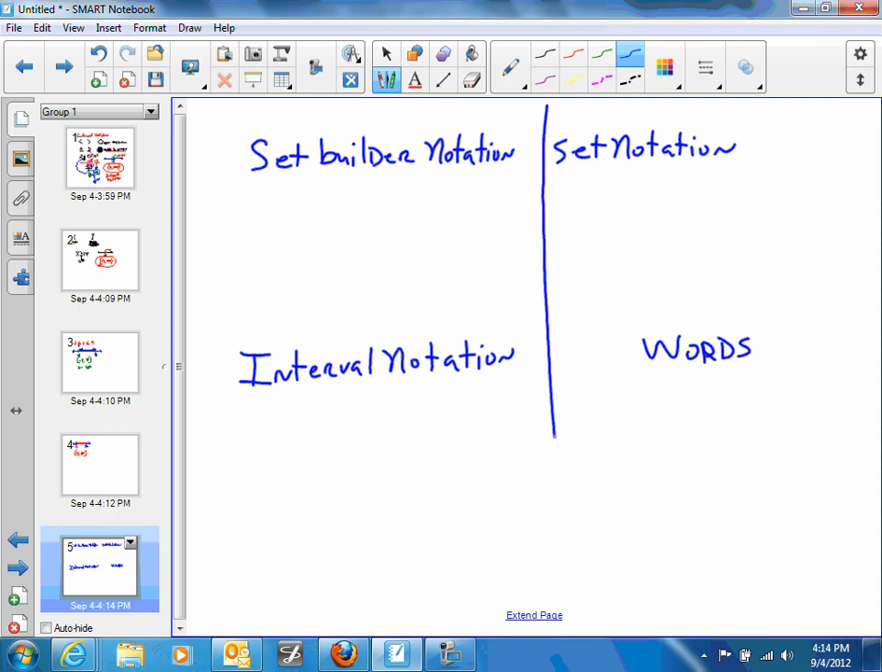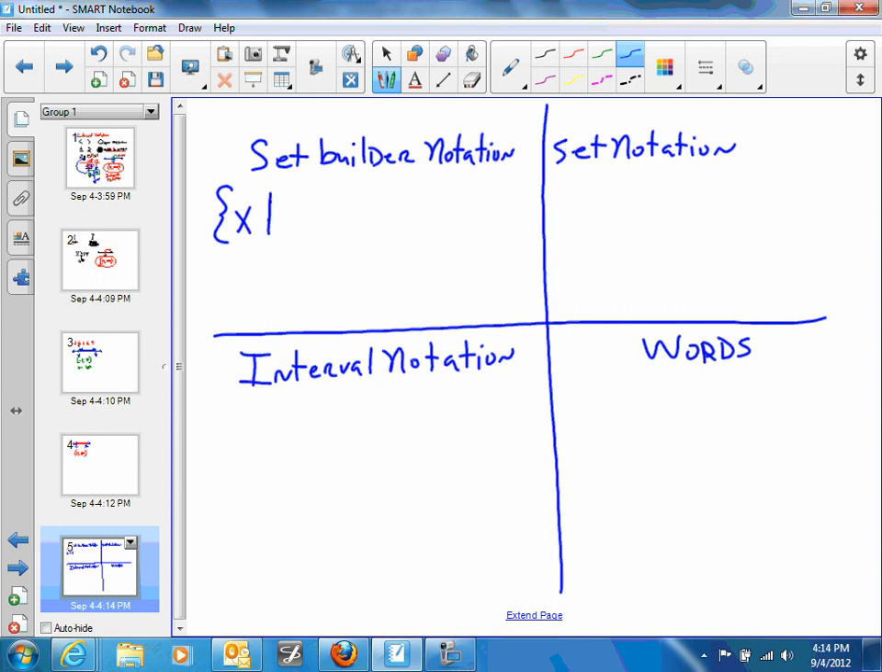Now, for instance, for set builder notation, it would look something like this. Parentheses, x, such that 5 is less than x, which is less than or equal to 19. This is set builder notation. So this is x, and that means such that. All right? Your set notation is simply this: 5 less than x, which is less than or equal to 19.